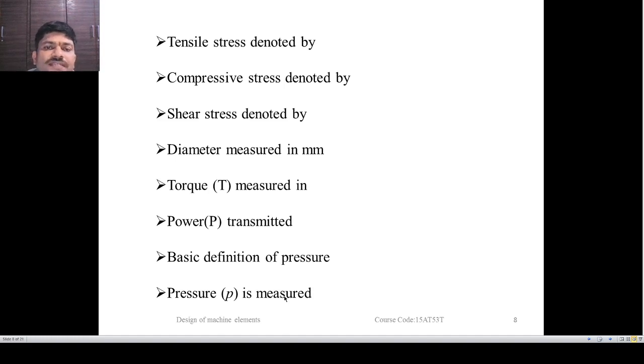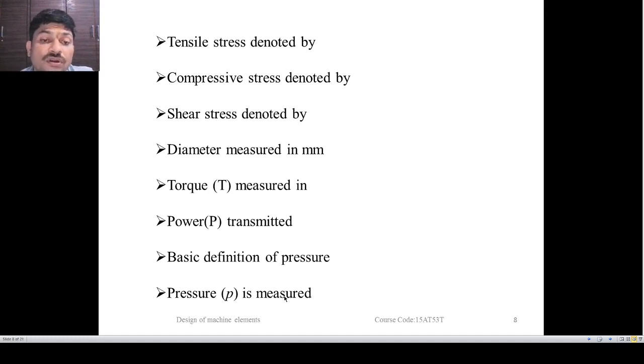So usually the tensile stress is denoted by sigma t, compressive stress is denoted by sigma c, shear stress is denoted by tau, and diameter is measured in mm. Next is the very important one, that is the torque, measured in watt. Before going to measuring the torque, let us understand what is meant by torque.